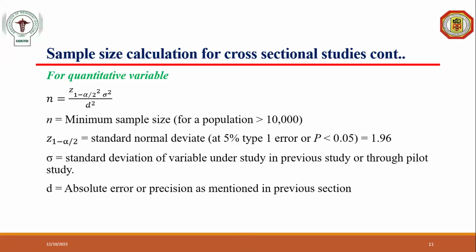If you cannot do that, then here we cannot say use 50% because this is not a percentage. So it's better, if you didn't get any previous study, that you conduct a pilot study and use the standard deviation from your pilot study. Then D is the absolute error or precision, which is usually 0.05 as in the previous formula.